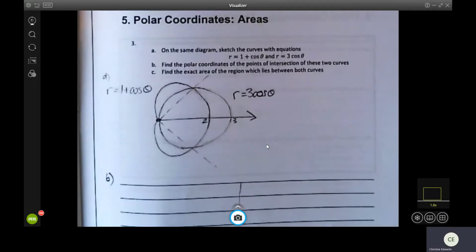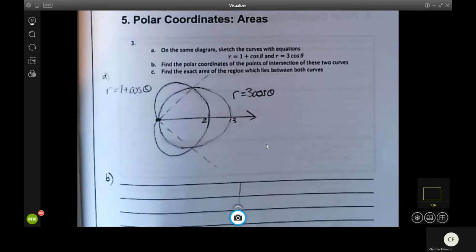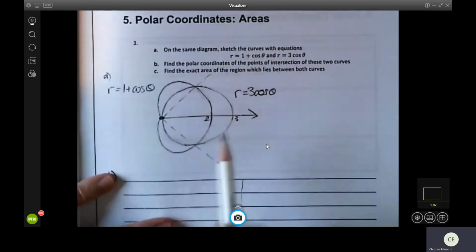This video looks at finding areas in polar curves where we have more complex curves or possibly two curves. Example 3 involves two curves. As you can see, I've already drawn the diagram, which you'll do with the assistance of your calculator.